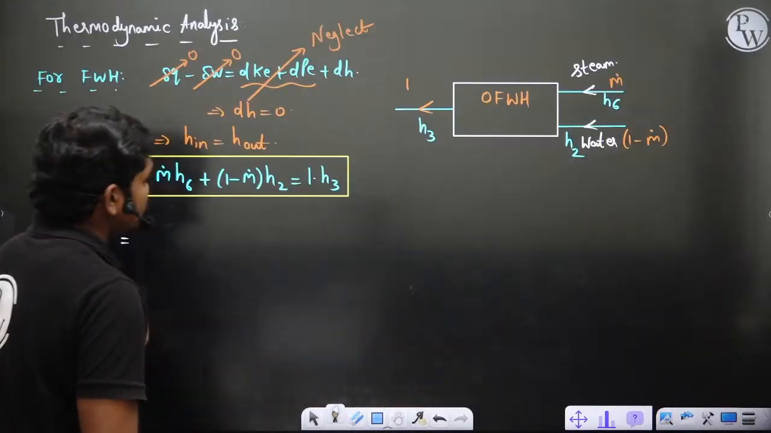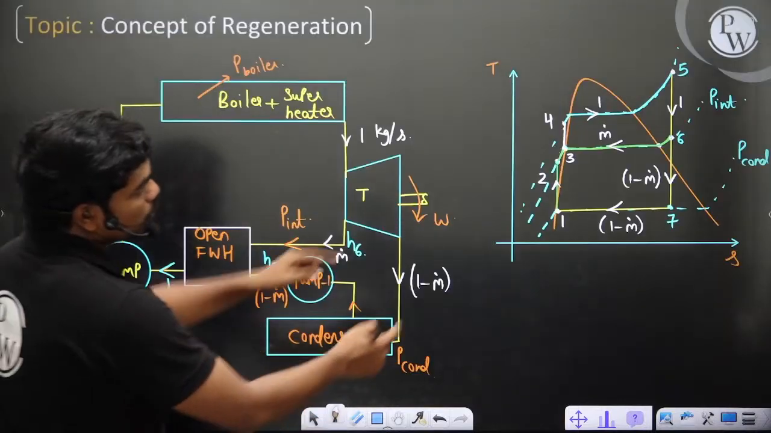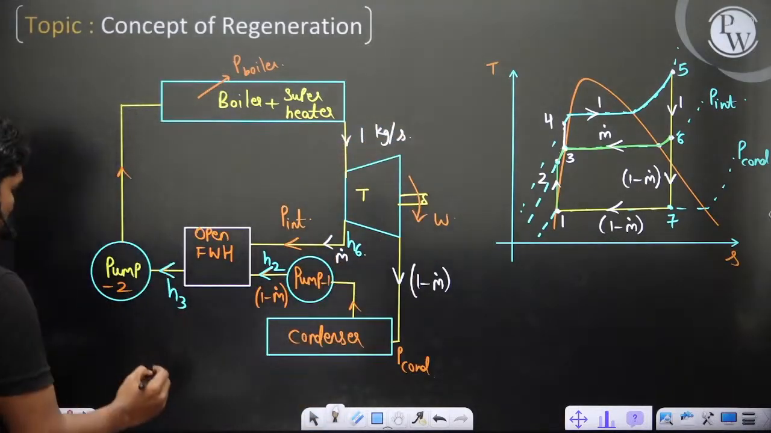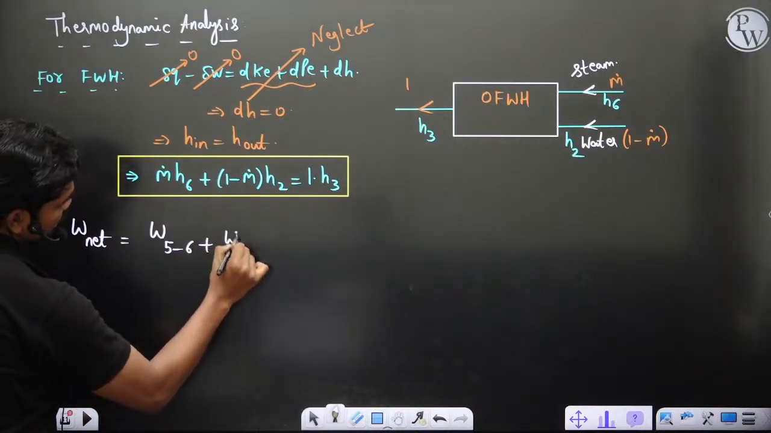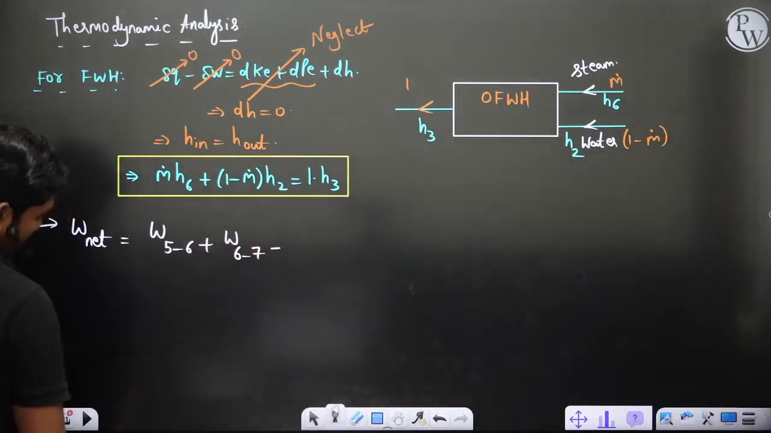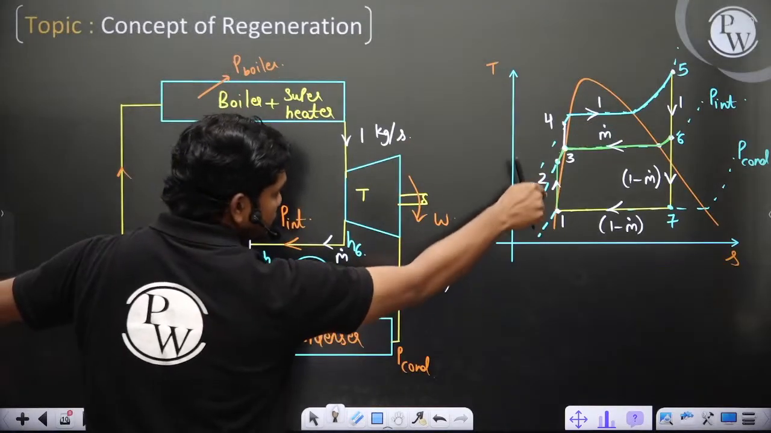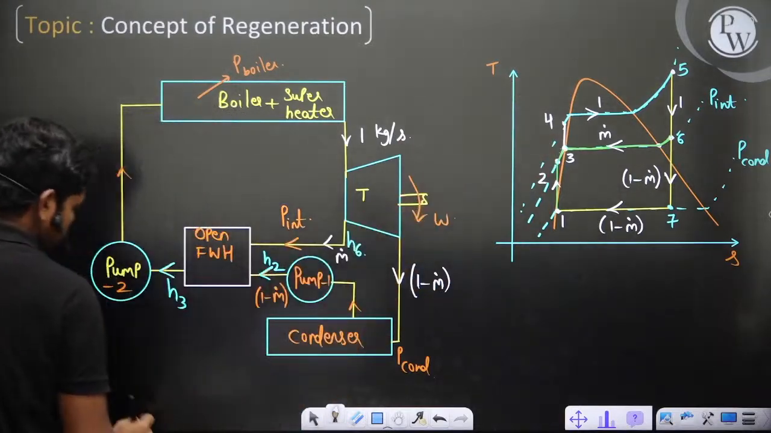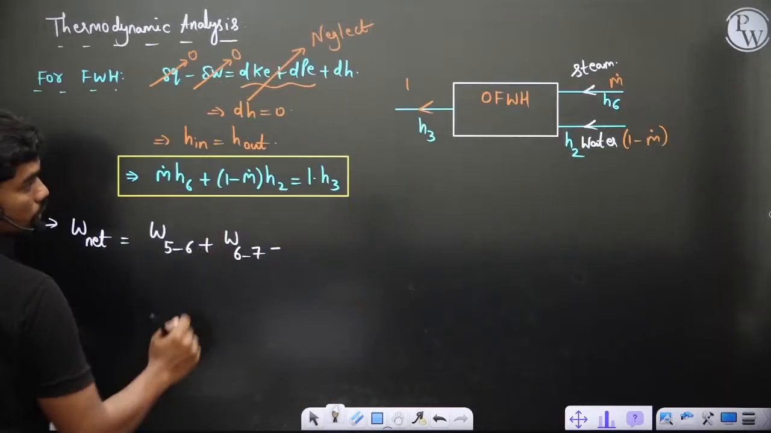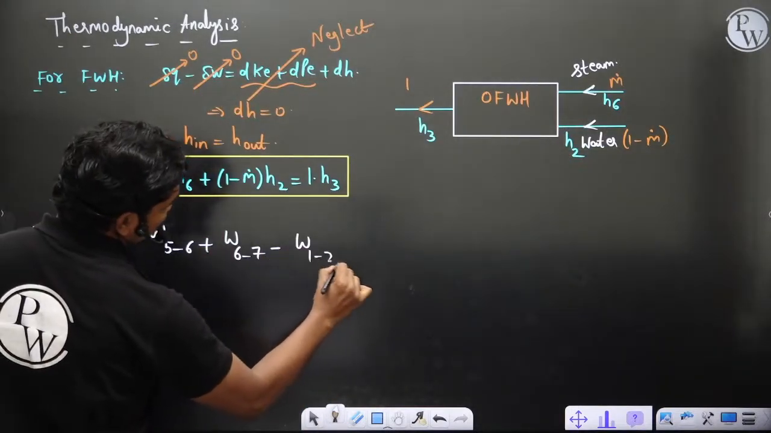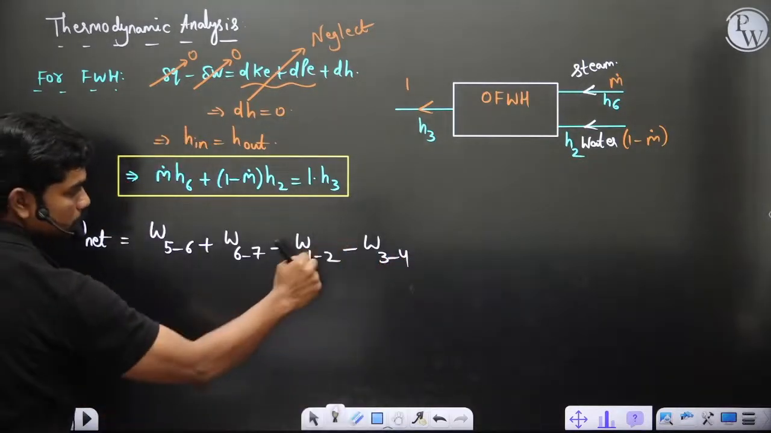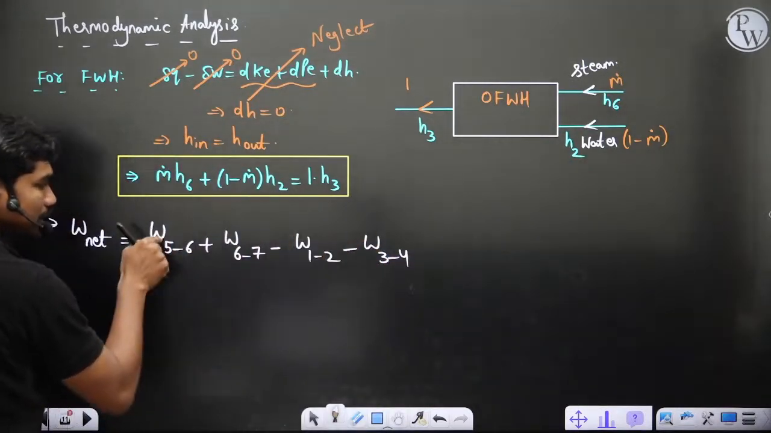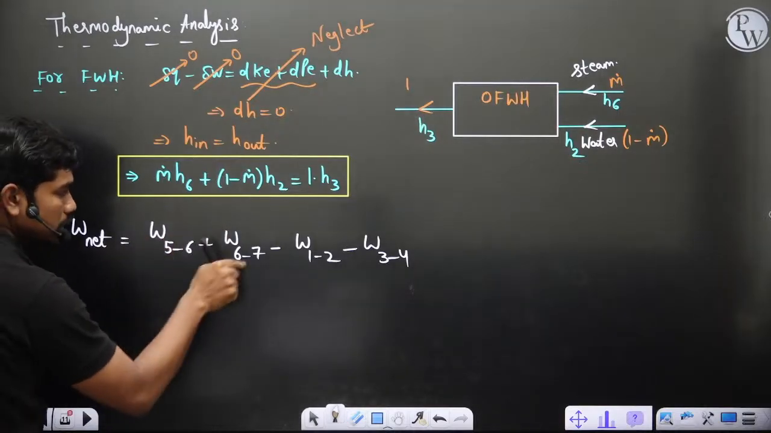So therefore this W net is equal to work interaction in process 5 to 6, plus work interaction in the process 6 to 7, minus the 2 pumps, 1 to 2 and also 3 to 4. So therefore you have 2 pumps, so W 1 to 2 minus W 3 to 4. These are the 2 pumps corresponding to pump 1, pump 2. This is expansion in stage 1 and also the second stage.